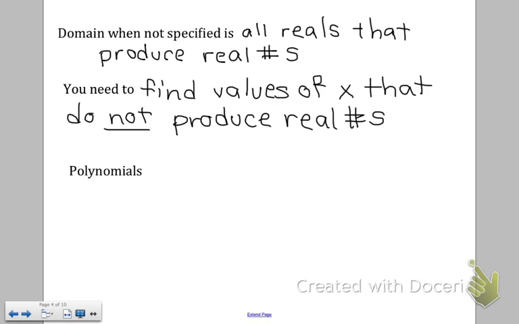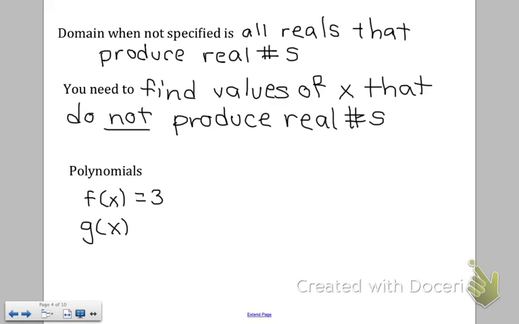So, let's talk about polynomials first. Automatically, all polynomials are going to have a domain of all real numbers. So, a few examples. If you came across the polynomial f of x equals 3, there are no values of x that I can plug in that are going to produce non-real numbers. Every single number that's going to come out is going to be 3, and that will always be a real number.